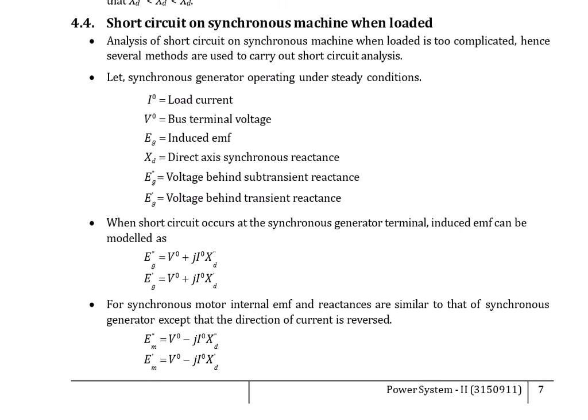These two equations are different because in one equation we consider the sub transient portion, and in the other the transient portion. For a synchronous motor, the internal EMF and reactances are similar to those of a synchronous generator, except that the direction of current is reversed. So the upper equation is for the synchronous generator and the lower equation is for the synchronous motor. Because we discussed the whole synchronous machine, the equations are different for motor and generator.